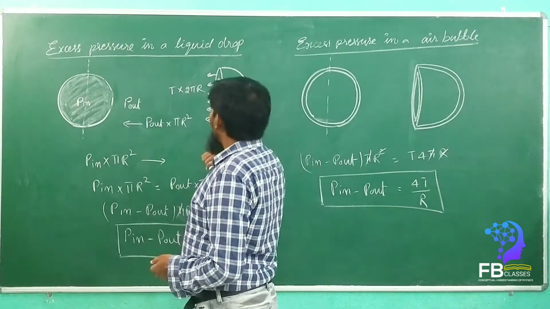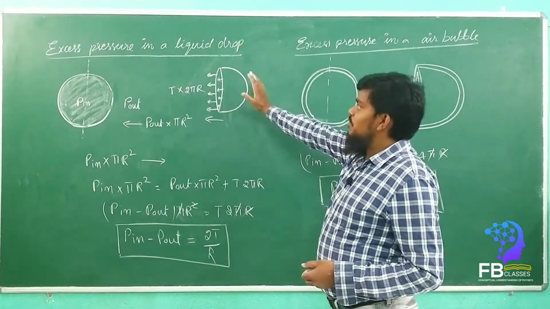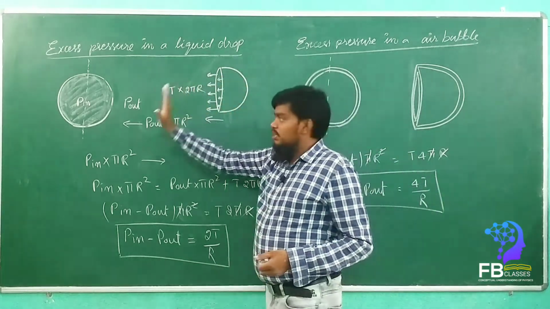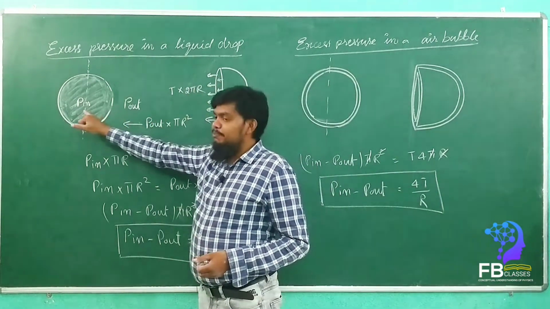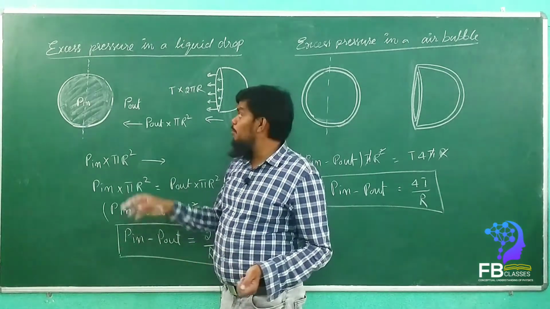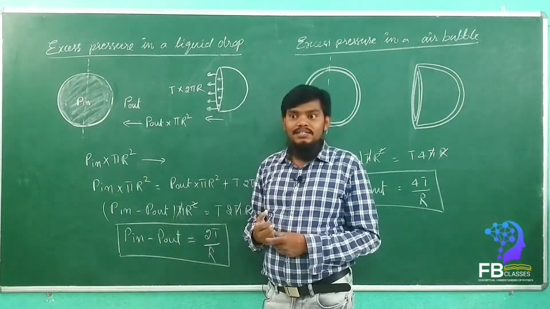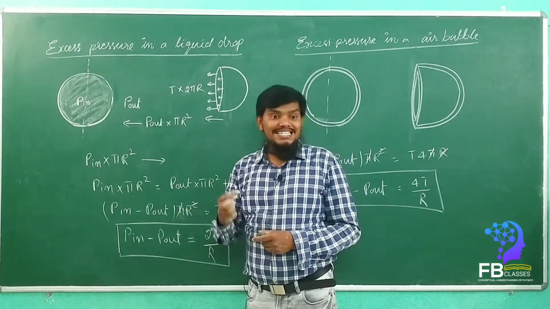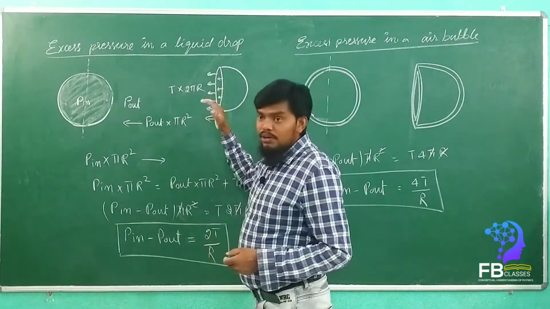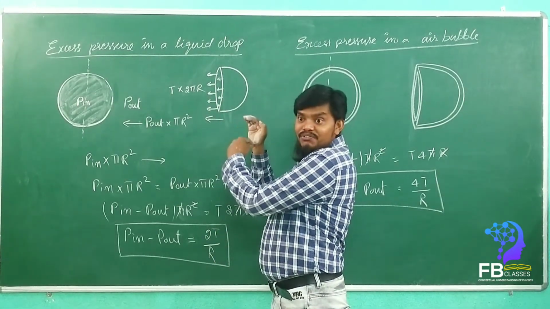So now what will happen? The conceptual understanding here is, if you take the excess pressure in a liquid drop, between P out and P in, where will the pressure be more? Pressure will be more inside. Instead of memorizing it as inside, we have to memorize that the pressure will be more at the concave surface.